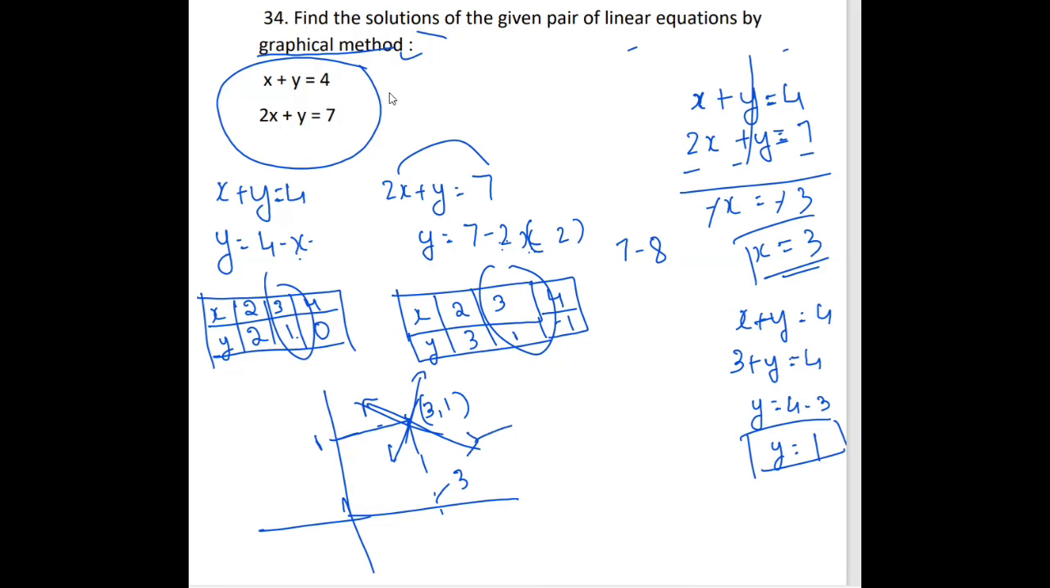This one is from what equation, right? This equation, x plus y is equal to 4. This one is 2x plus y is equal to 7.